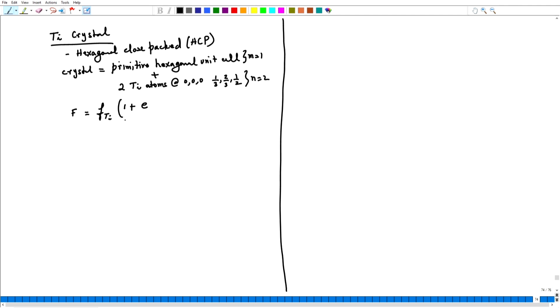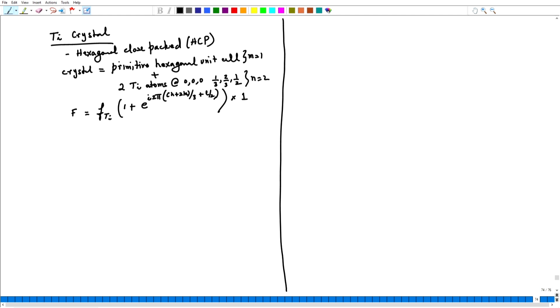and I can write f_Ti multiplied by 1 plus e to power i 2 pi (h plus 2k divided by 3 plus l by 2). The lattice part, I have only one lattice point per unit cell, it is at 0, 0, 0. So, the lattice part is simply unity, 1, we have already seen. For the primitive lattice, there will be no extinction.